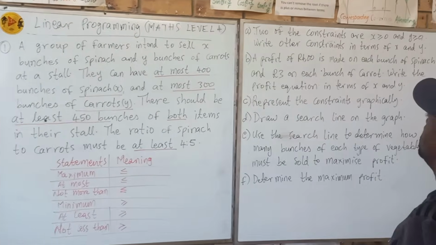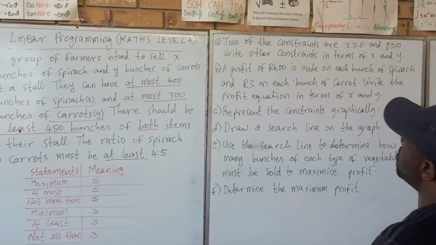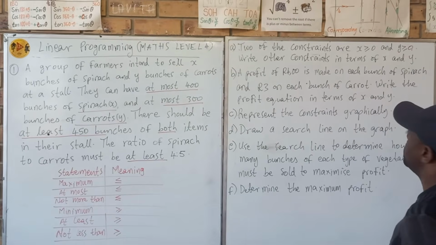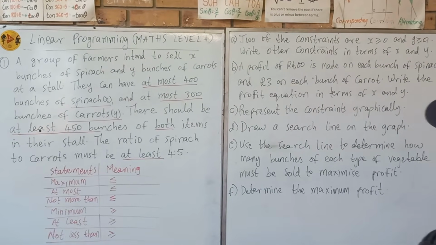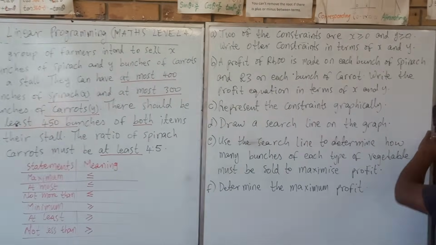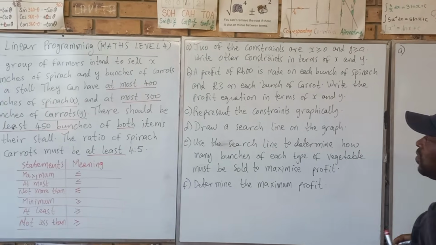The first one says, two of the constraints are X greater than or equal to 0 and Y greater than or equal to 0. So write other constraints in terms of X and Y. So we're going to do that here. So those key statements are underlined. That is where we'll focus.